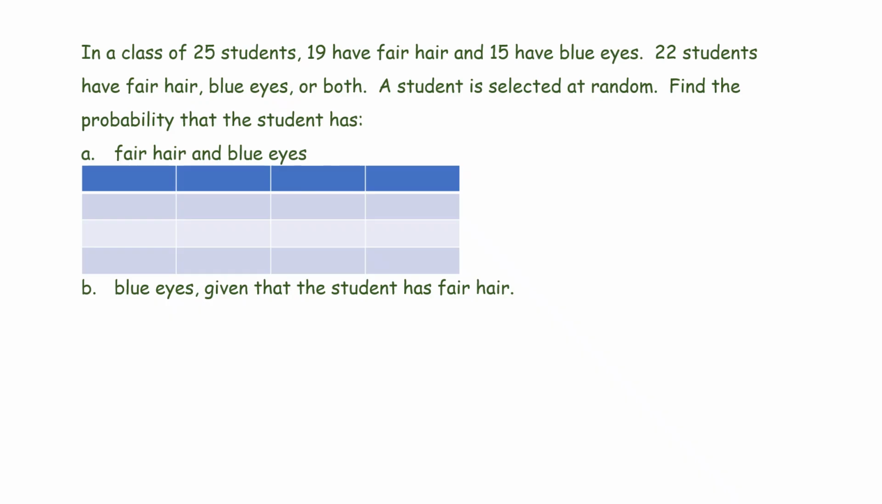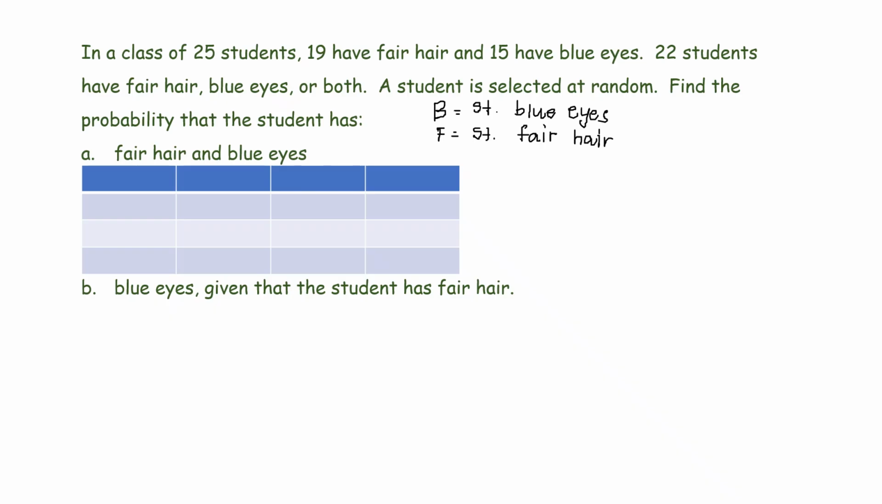I prepared here a two-way table to present the numbers in a summarized form, and it could be easier to understand that way. So what we do is we label those columns and rows. We have two conditions here. Let's call B those students with blue eyes, and let's call F those students with fair hair.